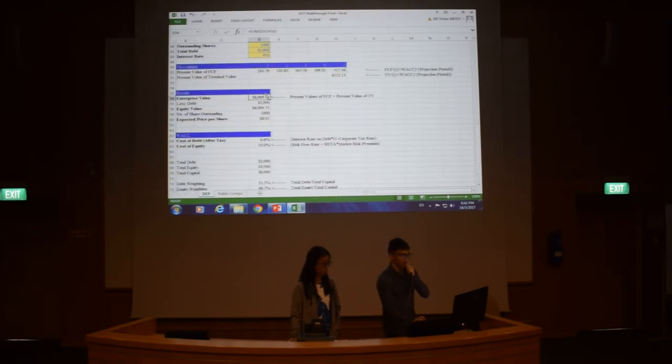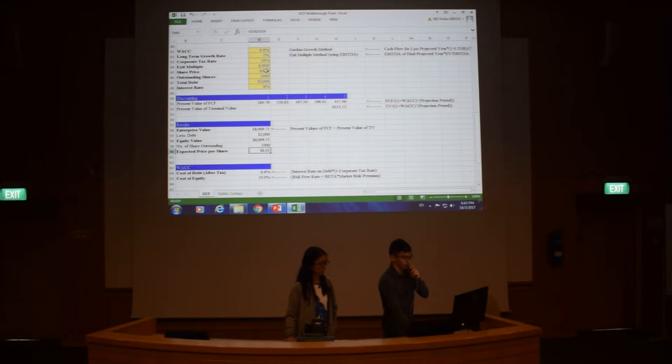We sum all of this up to get the enterprise value, which is the value attributed to creditors as well as shareholders. However, you just want to find out the value attributable to shareholders, so we subtract the debt from the enterprise value. In this case, we get the equity value, which is the value attributable to shareholders only. We divide that by the number of shares outstanding and we get the expected price per share. You compare that with the current share price and you can use that as a factor in your decision making.